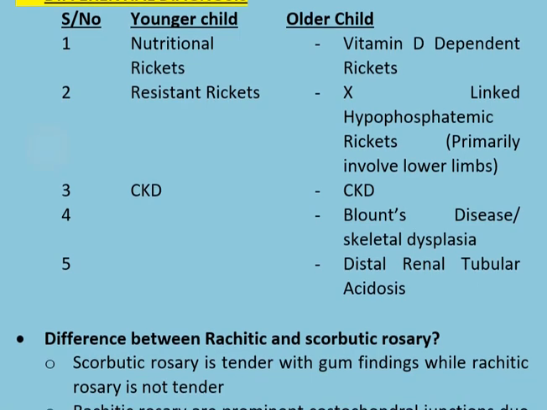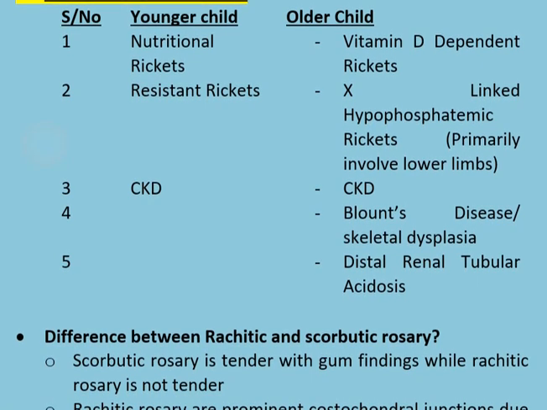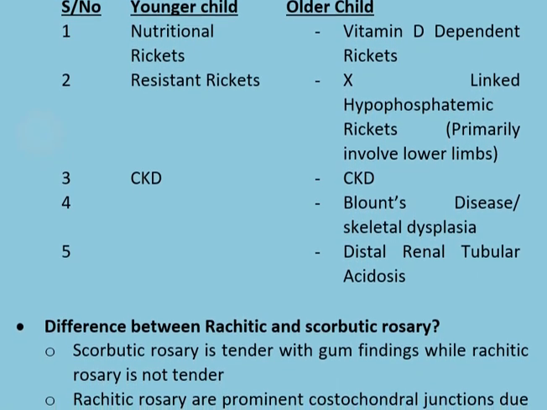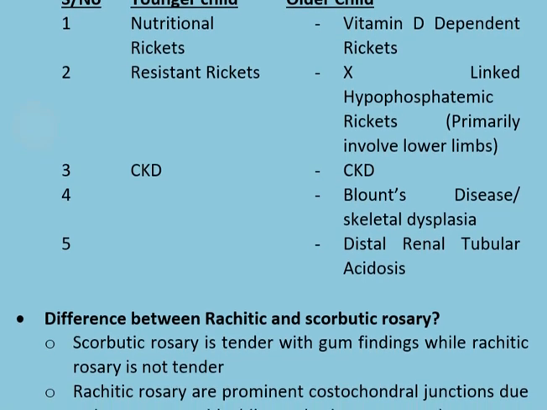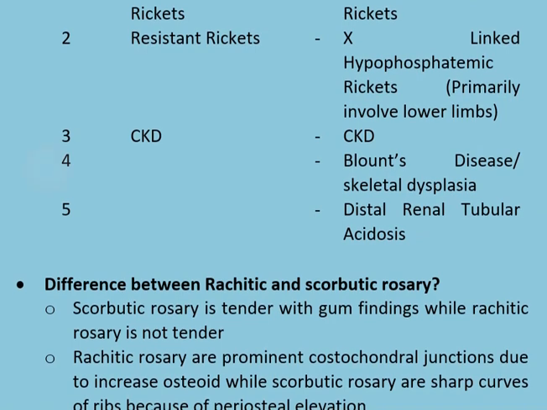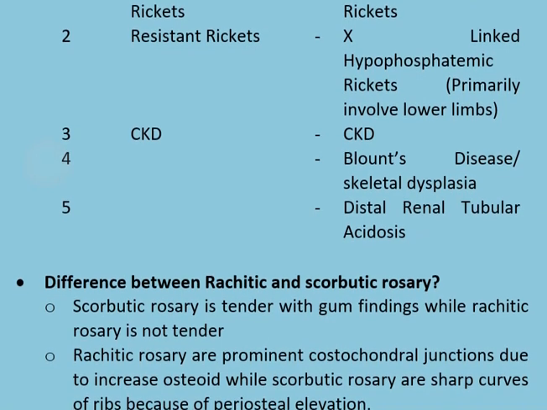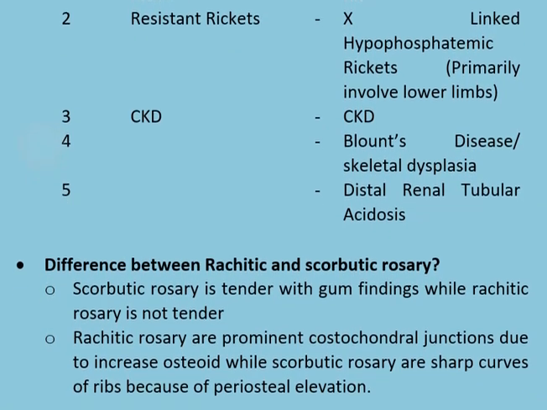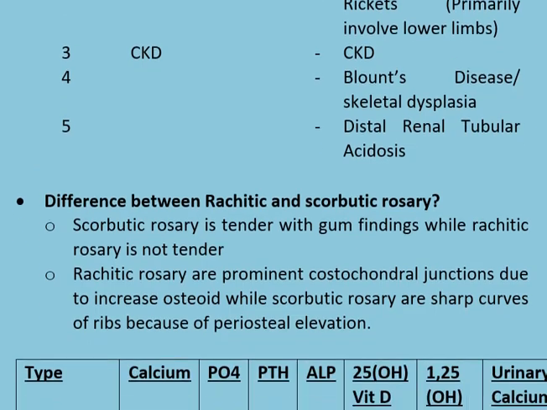The examiner may ask you a question about the difference between rachitic and scorbutic rosary. Scorbutic rosary is tender with gum findings, while rachitic rosary is non-tender. Rachitic rosary is prominent costochondral junctions due to increased osteoid, while scorbutic rosary is sharp curves of ribs because of periosteal elevation. So this is the table.